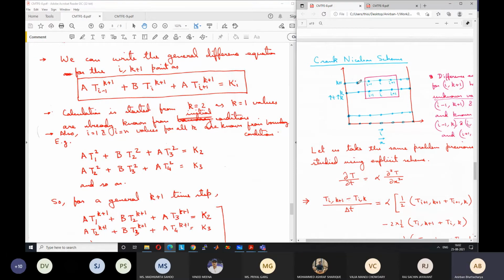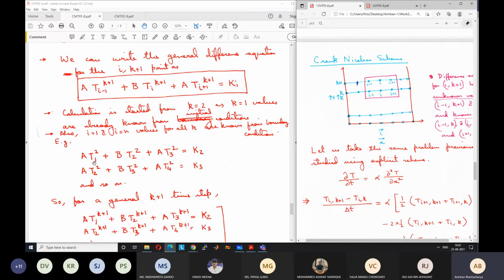Okay, for this first grid point, which is i equal to 2. Okay, first grid point is i equal to 2. This one. So we can write the equation for i equal to 2. You can see from here, we'll have the i minus 1 term, which is 1.